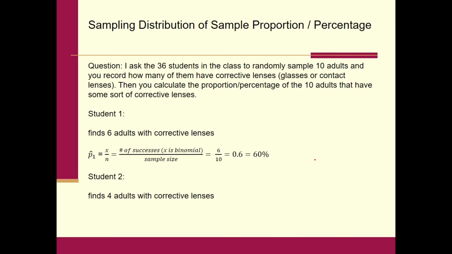How about for the second student? We don't expect that percentage to be the same. That doesn't make any sense. We don't expect that percentage to be the same for every student, right? So for student number 2, that student finds 4 adults with corrective lenses. So the p hat for that student, for that particular sample, based upon the people that that student happened to randomly choose to come into the sample, turns out to be 0.4 or 40%.